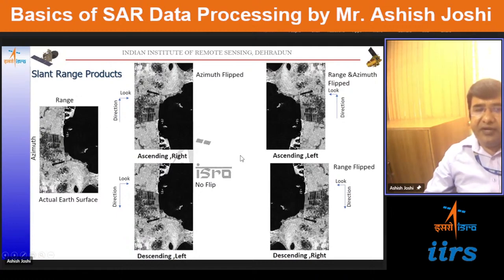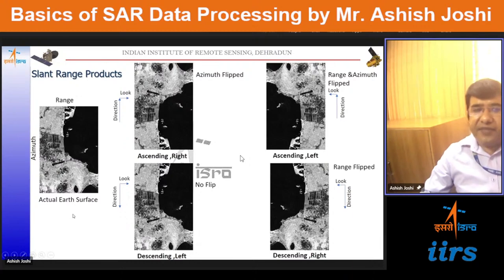So you can see it will image this area first, and it will write this area as here. In this way you can see there is a flipping in the azimuth direction as it is moving in the ascending and right. And second is ascending and left. If it is moving here and it is looking in the left direction, you can see this area is imaged first, then it is writing this image, this feature here. So this is called the ascending left.